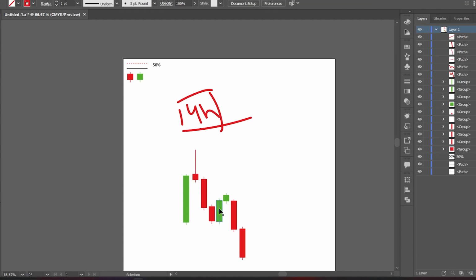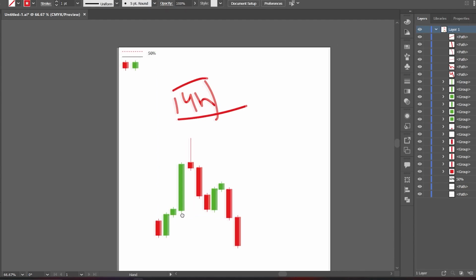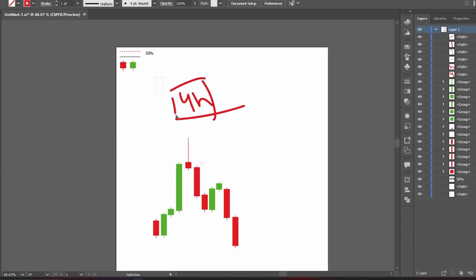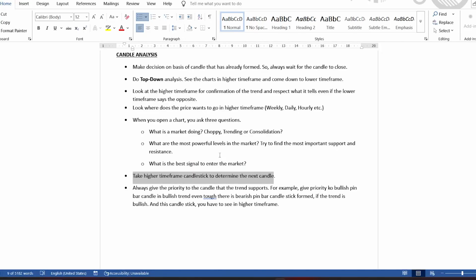So this is also a sign of trend reversal. Maybe you can see it in other videos about candles. You can study other videos about candles. Okay, so this is the sign of trend reversal. Based on this, you can also determine what the next candle could be.